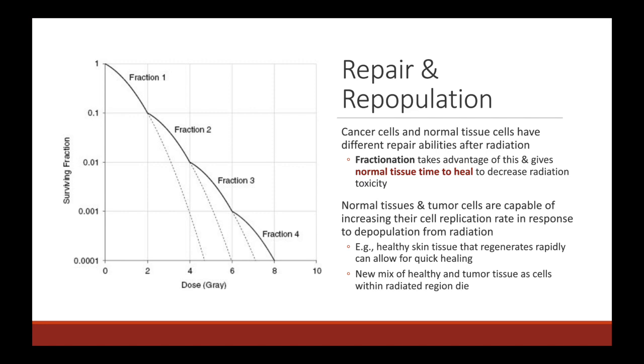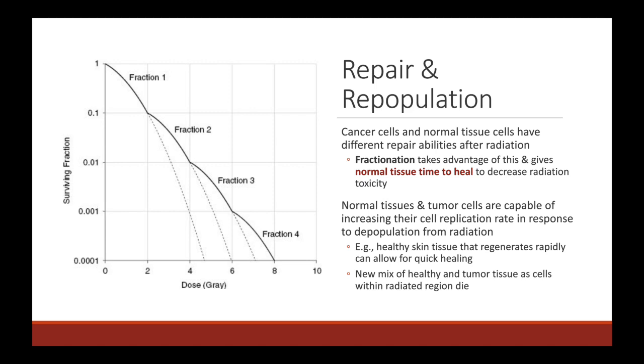The first 2 R's of repair and repopulation came about after some animal experiments that showed if we give one giant dose of radiation all at once, it causes a desired effect. And in these experiments, the desired effect was sterility. But it also causes a lot of toxicity to the skin. However, if we give that same dose of radiation split up into multiple small fractions, we still cause sterility. However, we cause less skin toxicity.